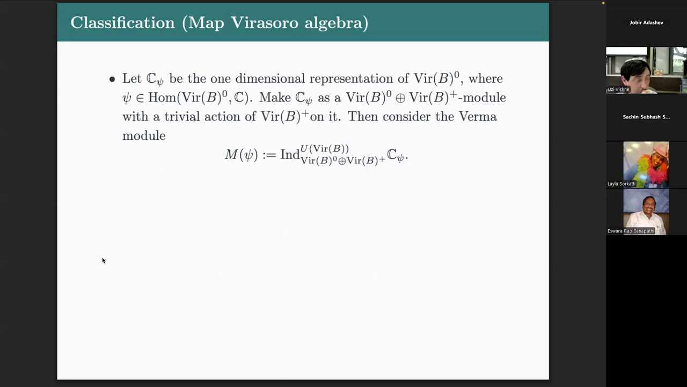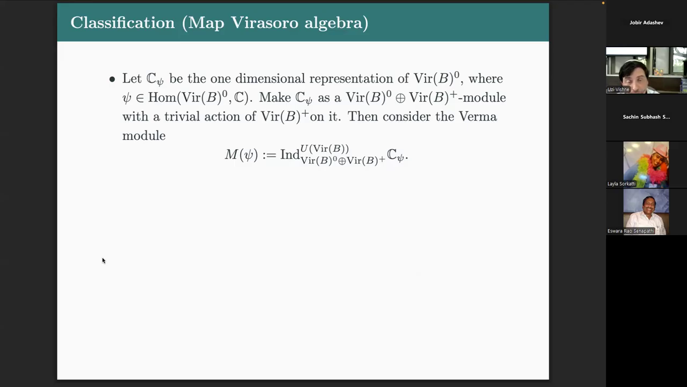Now consider, analogous to Vir, you define the Verma module, the so-called Verma module. When you induce, you consider a one-dimensional representation of Vir V naught and Vir V plus, where Vir V plus acts trivially and Vir naught acts as a C phi. The psi is nothing but that functional defined from Vir V 0 to C, and you induce it to the whole U of Vir V.